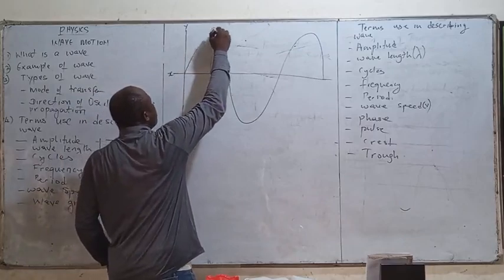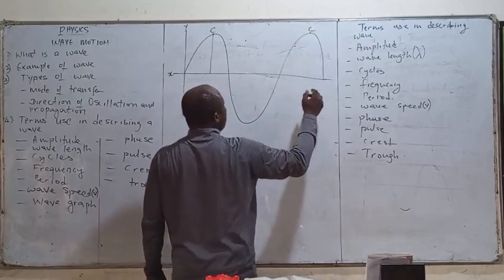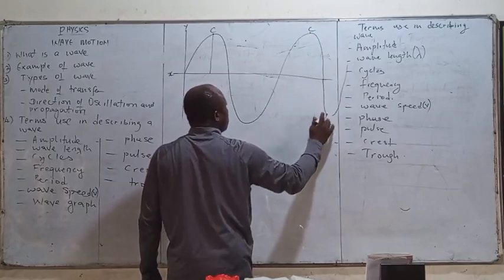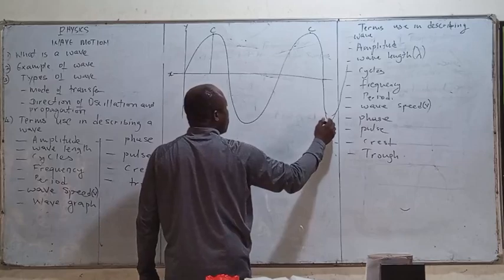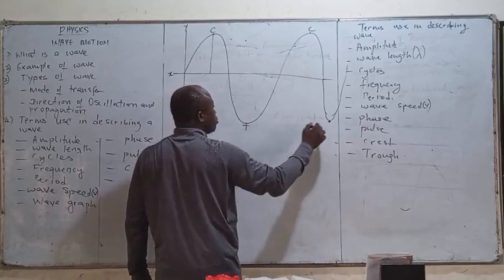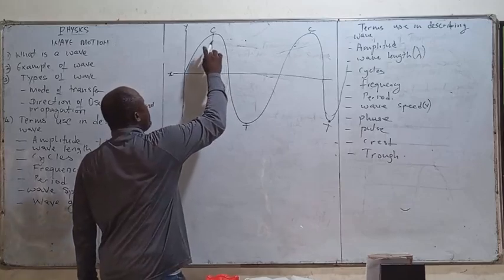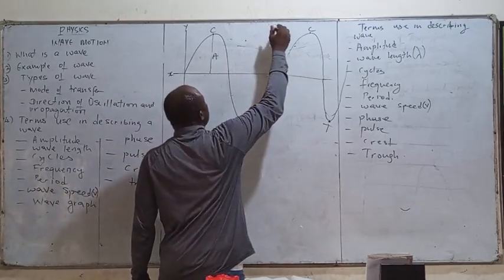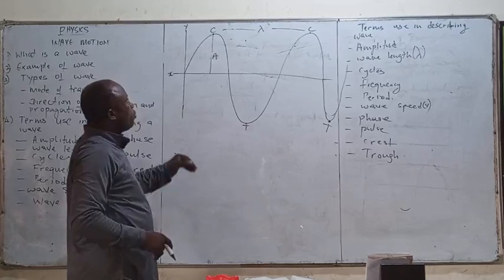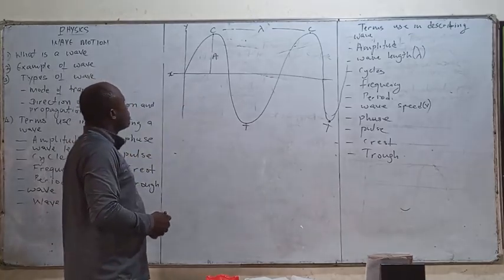The highest point here is referred to as the crest. Let's connect it to the lowest point. The lowest point is the trough. So we have A, which represents the amplitude, and the distance between the crests is known as wavelength, or lambda.